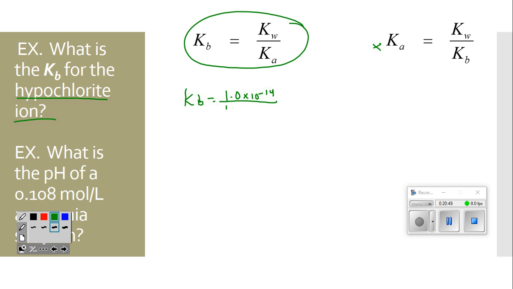And the K value is 4.0 times 10 to the power of -8. So I took Kw from my data booklet, Ka from the same line that hypochlorite was on in my data booklet, and I divided them. When I do that, I get 2.5 times 10 to the power of -7. So does anyone want to ask anything about that example?